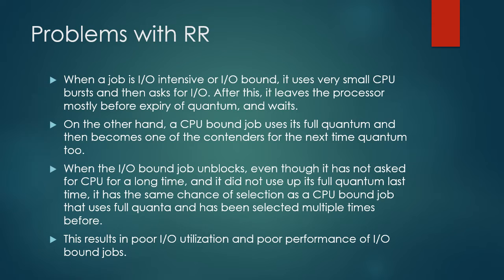When the IO bound job unblocks, even though it has not asked for CPU for a long time, and even though it did not use up its full quantum last time, it has the same chance of selection as a CPU bound job that is using complete time quanta and has been selected multiple times before. This results in poor IO utilization and poor performance of IO bound jobs.